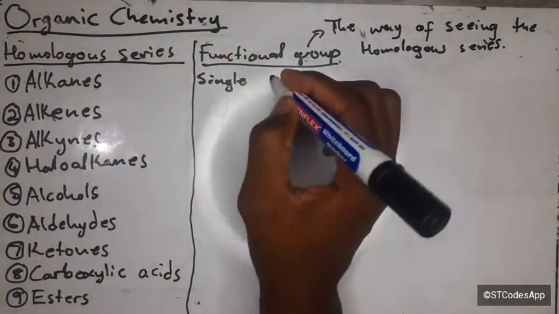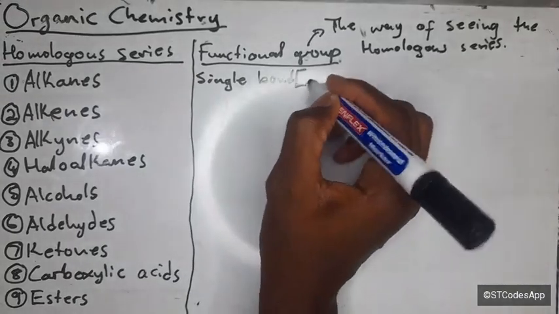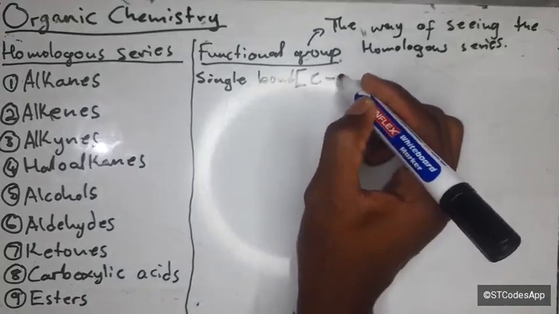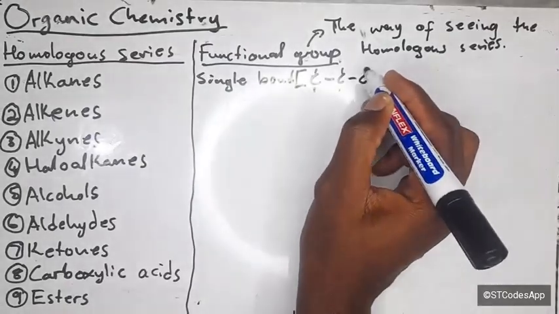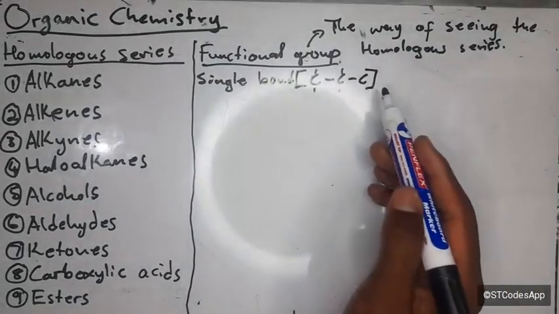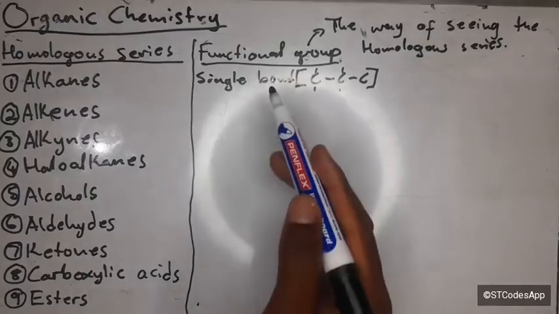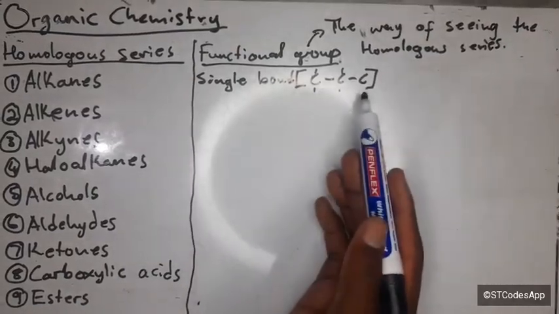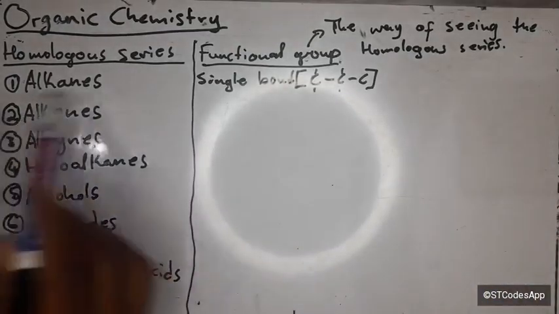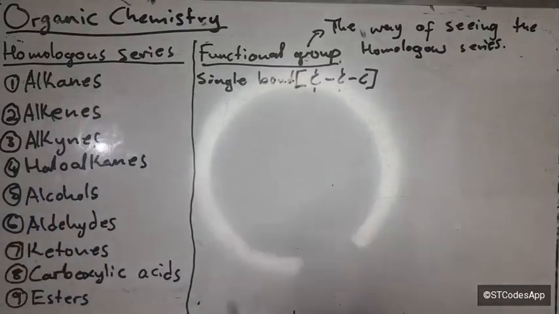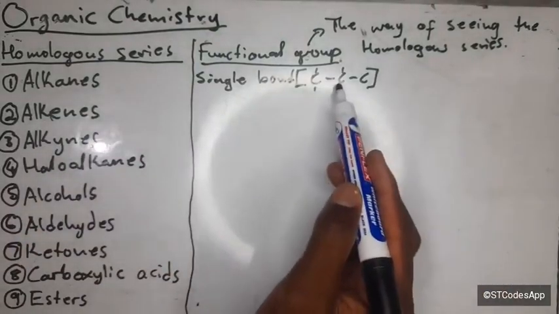If ever you see single bonds between carbon atoms, something like this, then there's another single bond. If you see single bonds between carbon atoms and that atom has hydrogens only, then they are telling us that whatever compound that is, it is an alkane. That's the functional group, how we see alkanes: single bonds between carbon atoms.